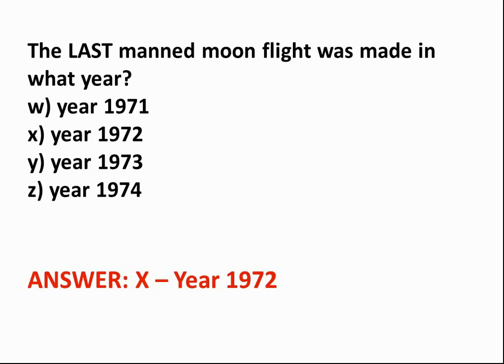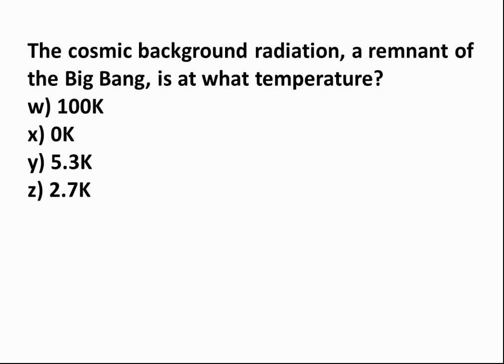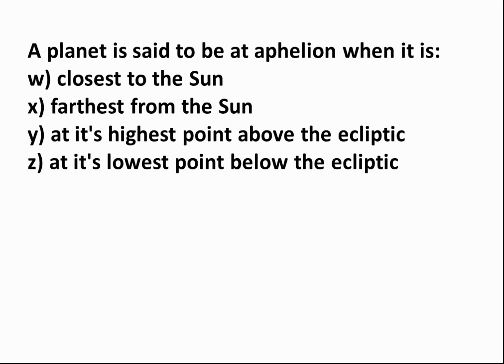Answer: X. Year 1972. The cosmic background radiation, a remnant of the Big Bang, is at what temperature? W. 100 K. X. 0 K. Y. 5.3 K. Z. 2.7 K. Answer: Z. 2.7 K. A planet is said to be at aphelion when it is W.